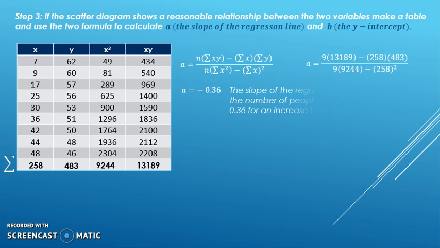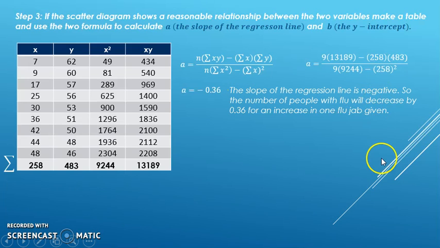Well, the negative confirms that the slope is a negative correlation. So the slope of the regression line is negative. The number of people with flu will decrease by 0.36 for every increase of one flu jab given.